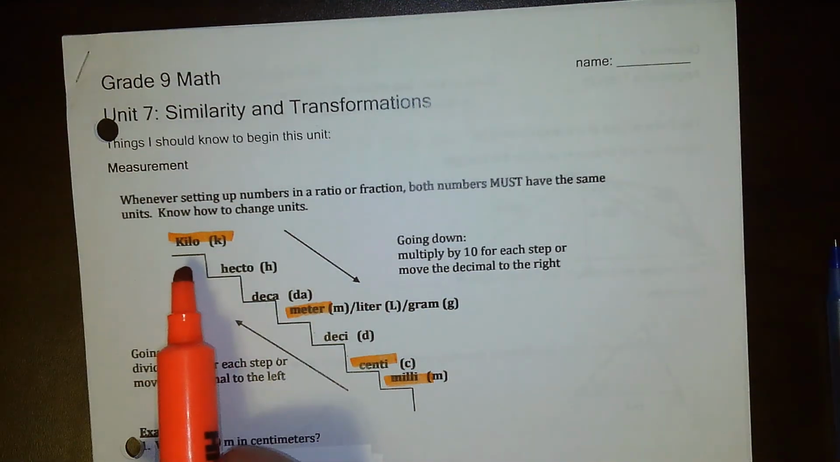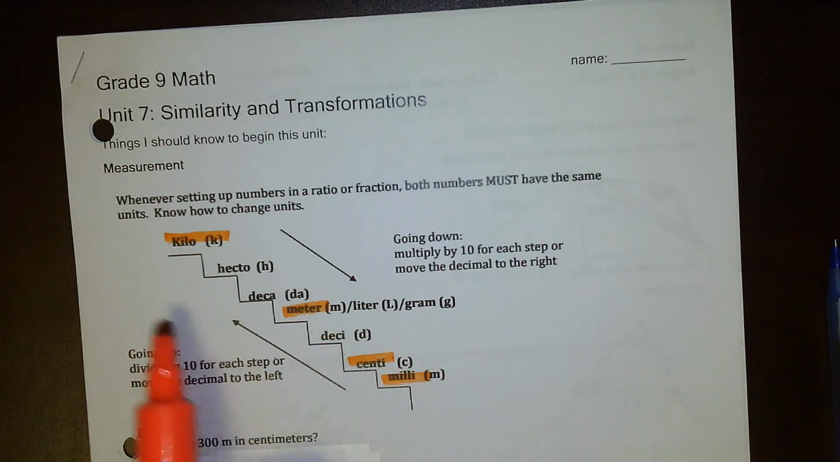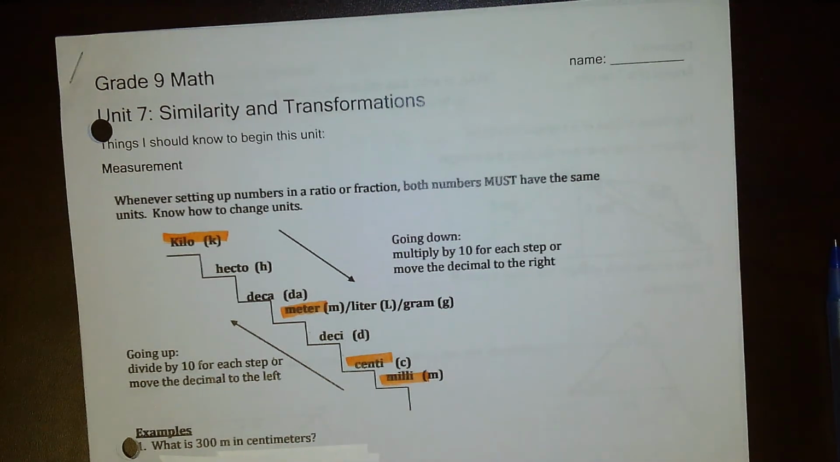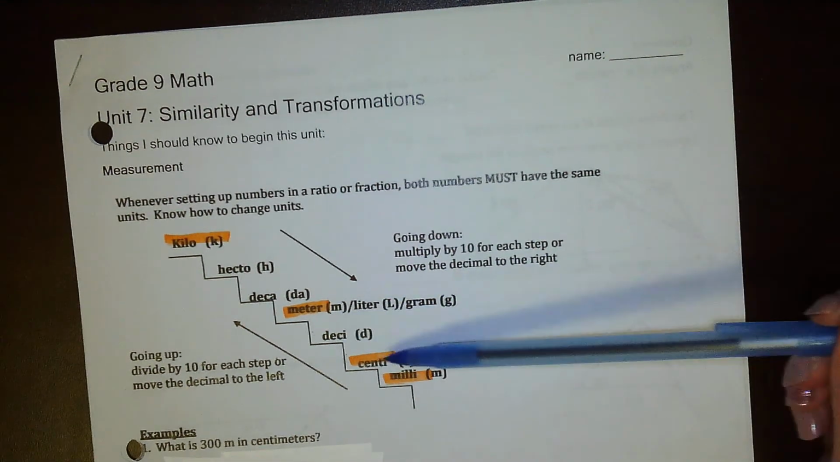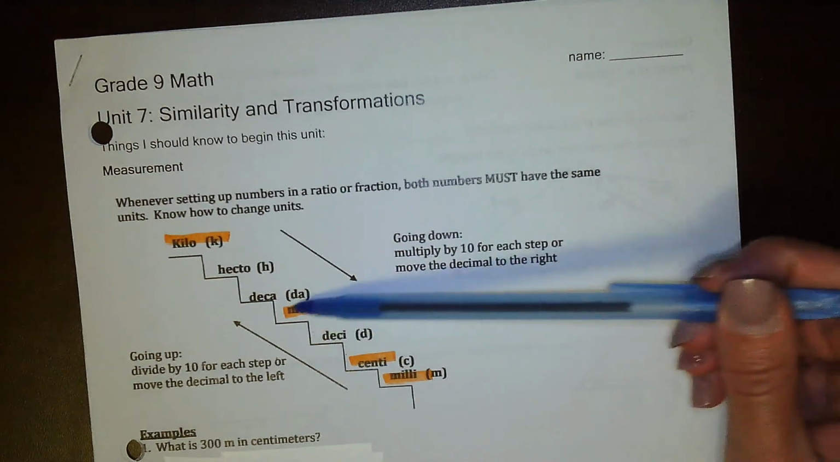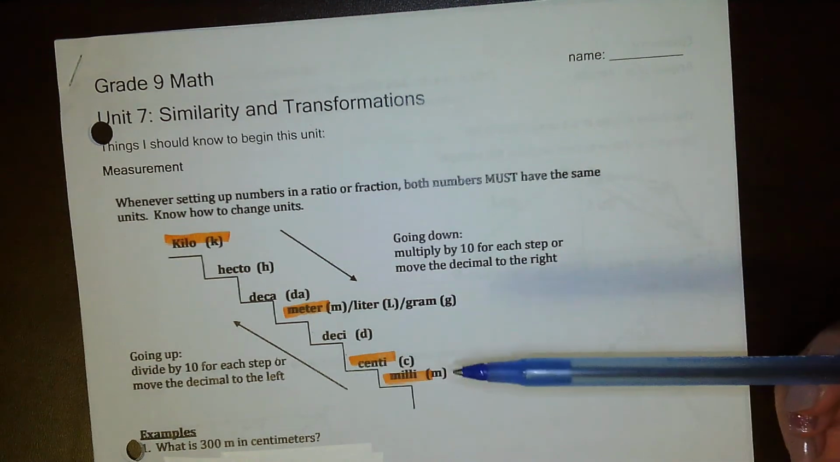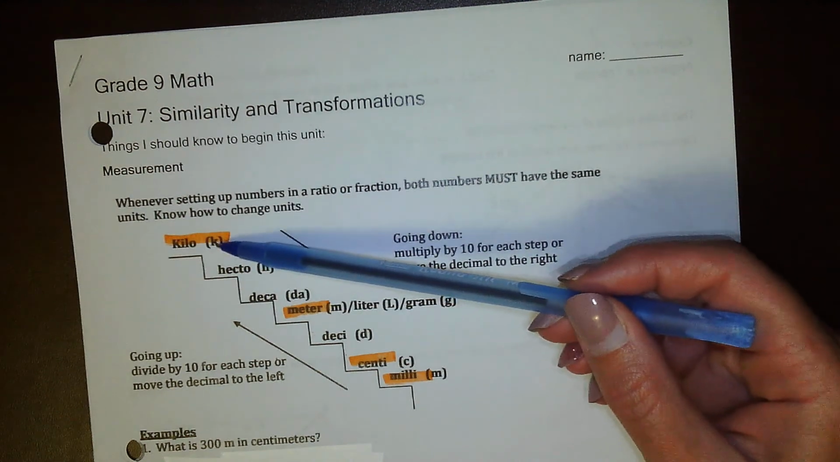Now, this could also be for the case of kiloliters or kilograms, or just liters, grams, centigrams, and milligrams, right? Most of us are pretty familiar with there are 100 centimeters in a meter, or there are 10 millimeters in a centimeter, or that there are 1,000 meters in a kilometer.